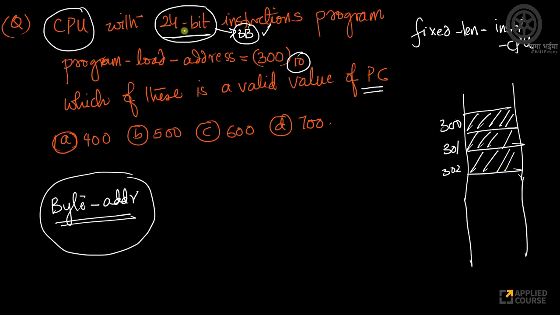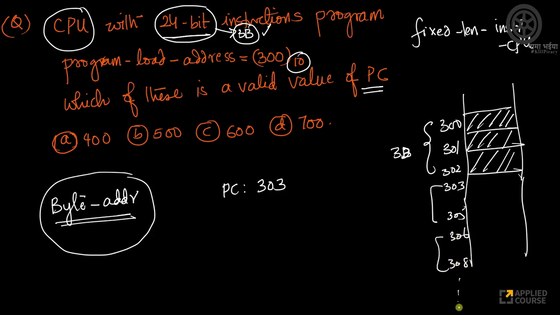Now, since each instruction is 24-bit, each instruction requires 3 bytes. When this instruction, which is loaded at 300, is being executed, my PC value will be 303. This is one instruction. From 303 to 305 will be my second instruction. From 306 to 308 is my third instruction, and so on.